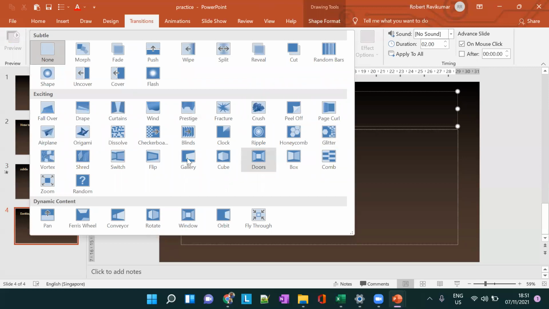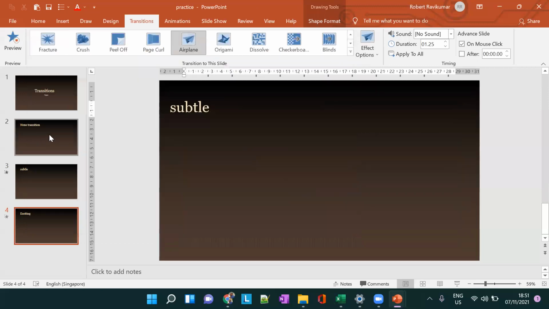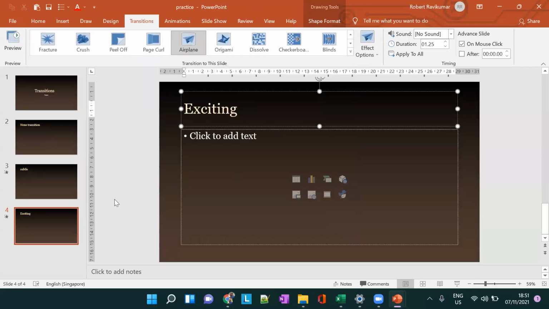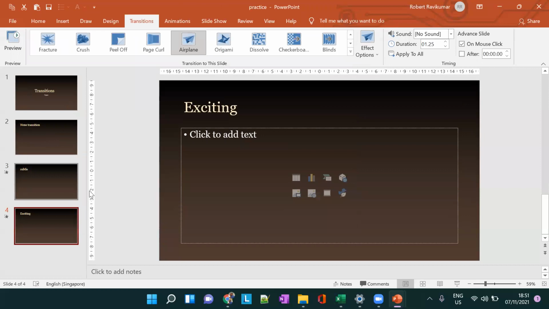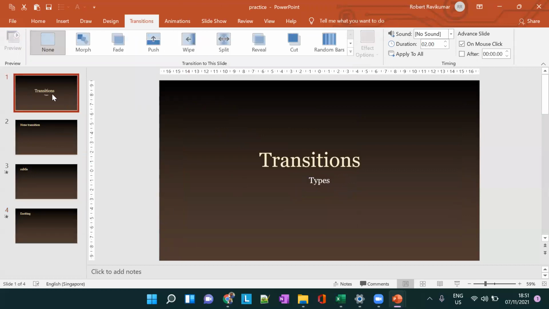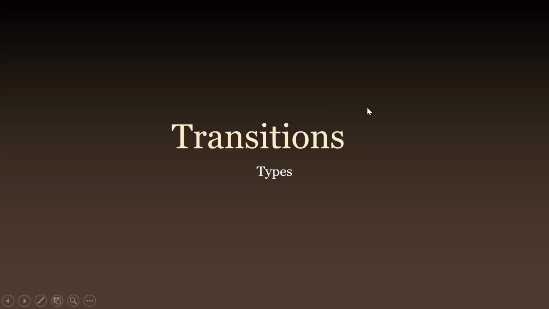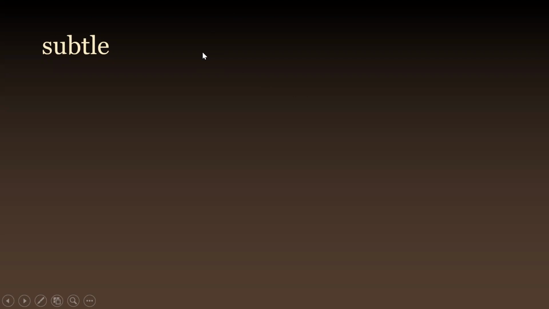Let's take airplane. Now you can see the difference in everything. I'll play the slideshow again. The first transition is none, so there are no effects. Then it's subtle, where from the bottom it pushes to the next slide. Next is airplane, which is an exciting type of transition. Let's see how it works.